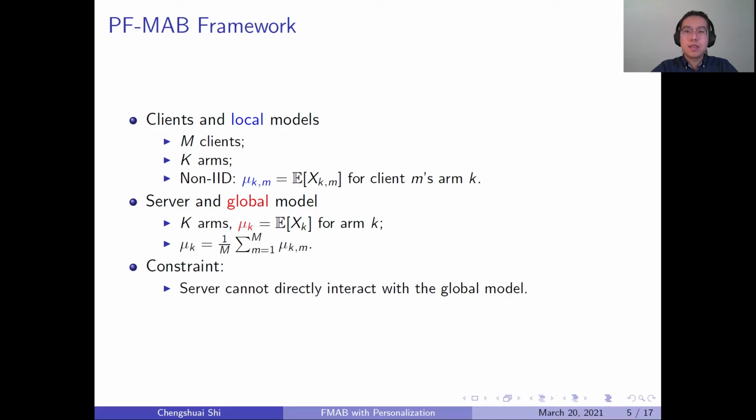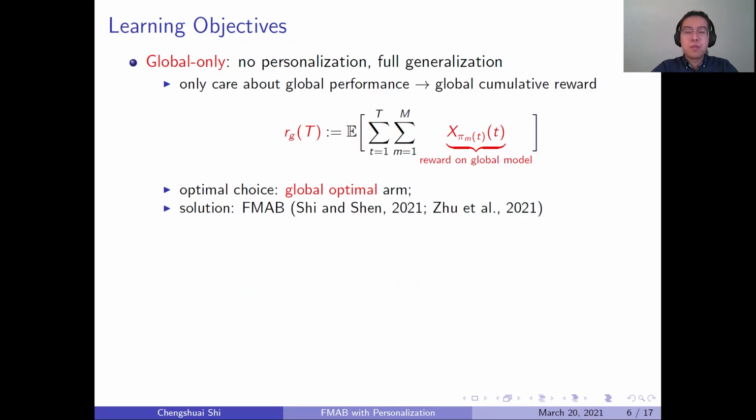As I mentioned a few slides ago, the key constraint in this framework is that the server itself cannot directly interact with the global model, so no one gets the global information directly. The first extreme of the learning objective is often to focus only on the global performance. In other words, full generalization but no personalization. Such global performance can be measured by the global cumulative reward here, and obviously, the optimal choice is the global optimal arm. The current federated multi-armed bandit studies are mainly focused on this part.